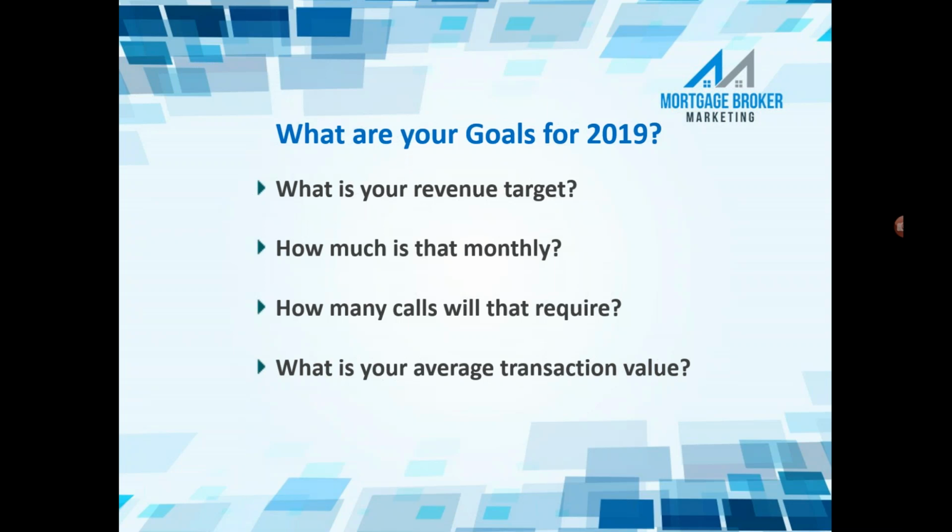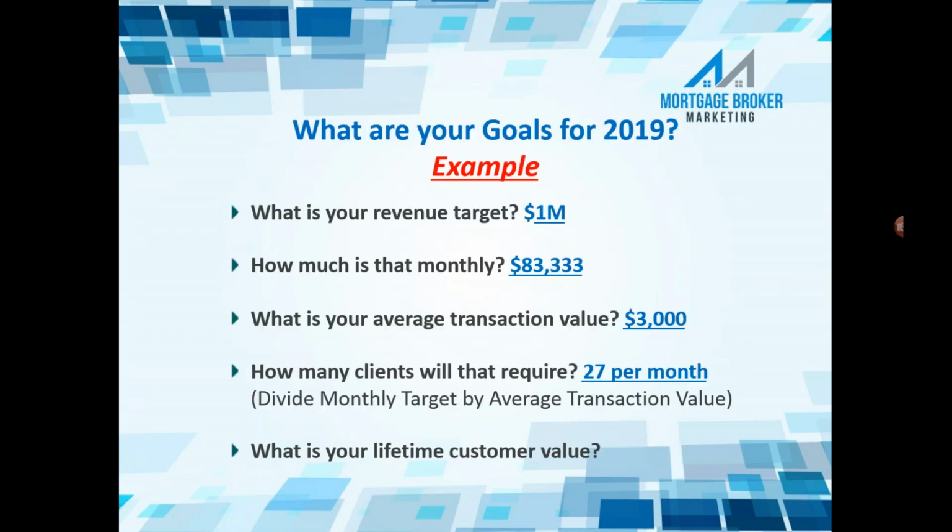This is something we shoot for with our clients, and we set it up with them. An example might look like this: if your revenue target's 1 million, that would be like 83,000 monthly. Say your average commission on a closed loan is 3,000 a loan. How many clients would that require in a month? You divide your monthly target by your transaction value, and that's 27 clients.